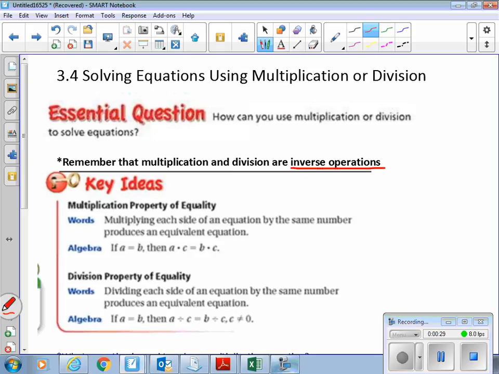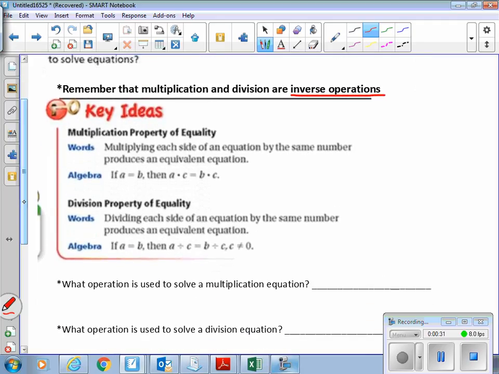So the multiplication property of equality states that multiplying each side of an equation by the same number produces an equivalent equation. So algebraically, using letters, it says if A is equal to B, then A times C is equal to B times C. If you want to think of that in terms of numbers, if I said to you that 10 is equal to 10, that is a true statement. If I decide to multiply both sides by 2, 10 times 2 equals 10 times 2, do I still have a true statement? 10 times 2 is 20, and 10 times 2 on the other side is 20. I still have a true statement. So if I multiply by the same number on both sides, it still remains equal.